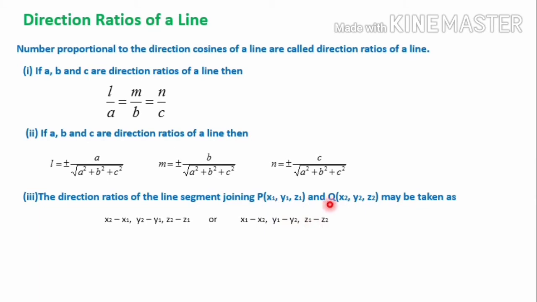Once again, when the coordinates of two points P and Q are given to you, how to calculate the direction ratios? The formulas are x2 minus x1, y2 minus y1, z2 minus z1, or x1 minus x2, y1 minus y2, z1 minus z2. Direction ratios of a line are not unique.